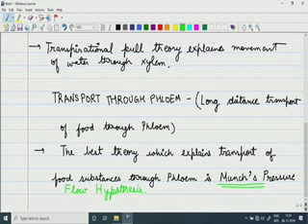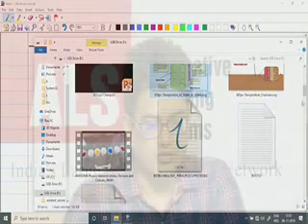So do you know about this hypothesis, Munch's pressure flow hypothesis? Okay. Please write it down first. I'll explain what it actually means. Give me a second, I'm trying to give you the idea. So let us see.